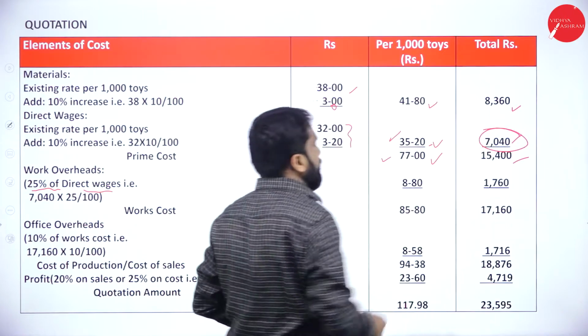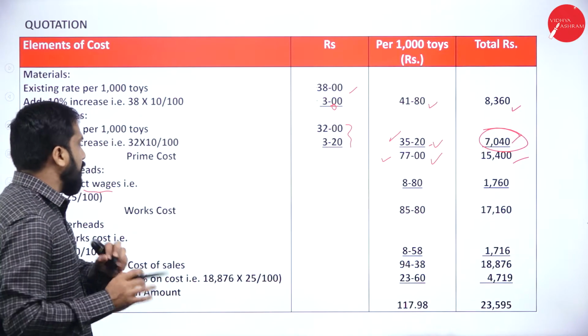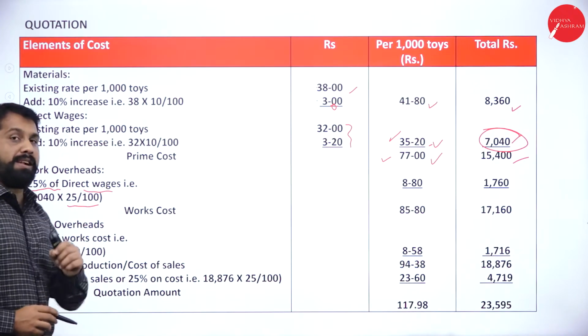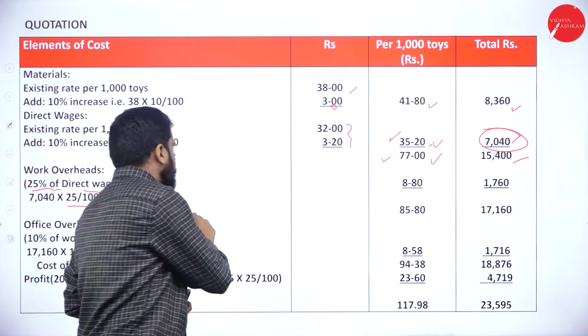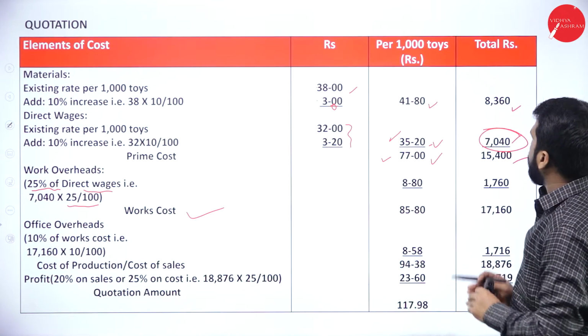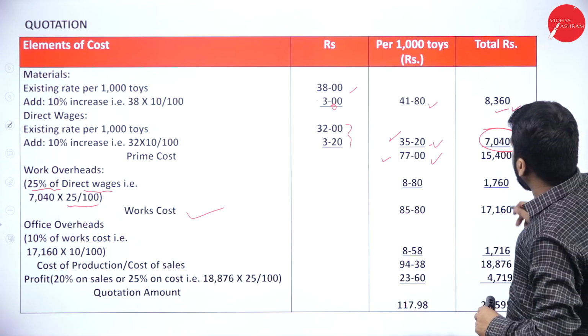Now, everything is in rupees here. Your direct wages is 7,040. 7,040 multiplied with 25%, you will get your work cost. Hope you understood. So you may think, how come we got all these numbers?